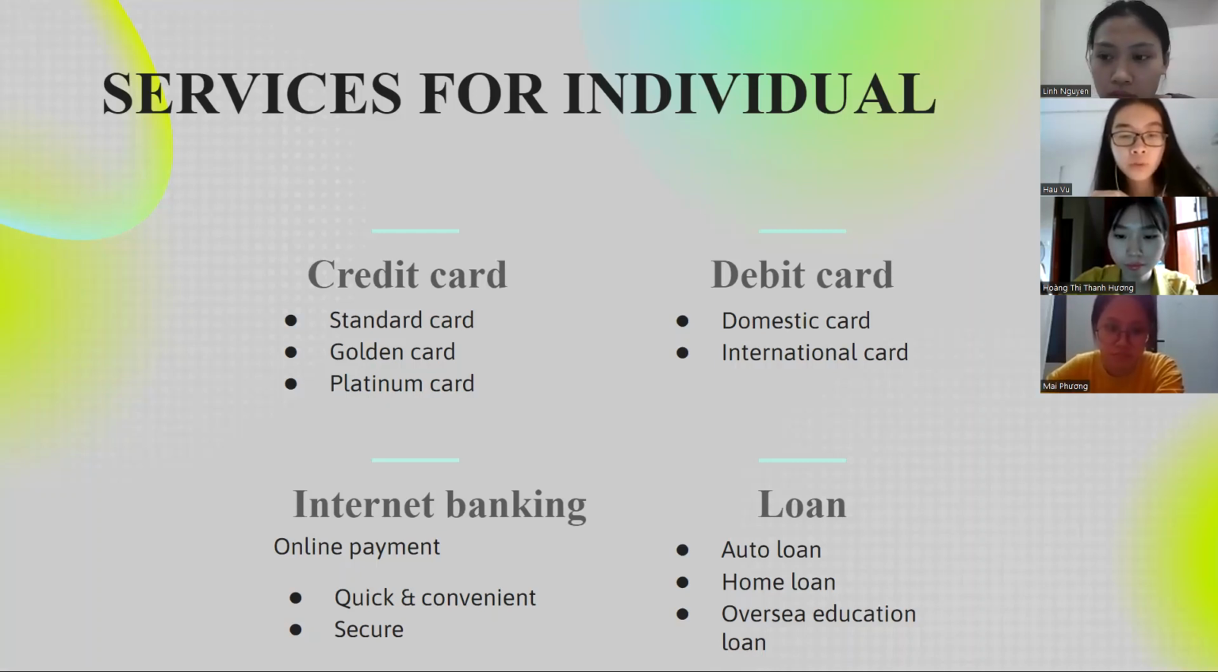BIDV also offers loans for customers with competitive interest rates, which are calculated on a reduced balance. For different purposes of the loan, such as auto loans, home loans, or overseas education loan, BIDV also offers expert advice to support and consult customers about the loan terms, collateral, periodic payment, or the loan procedure. The next part about the service for business will be delivered by the presenter.